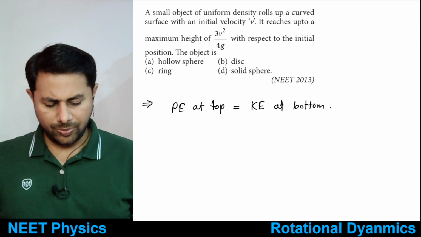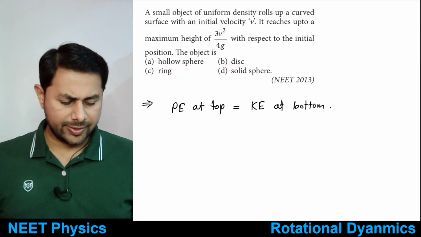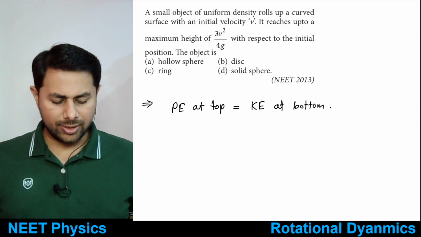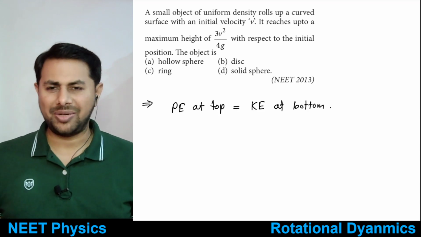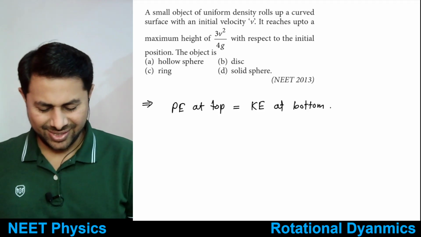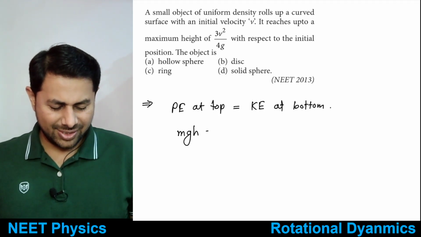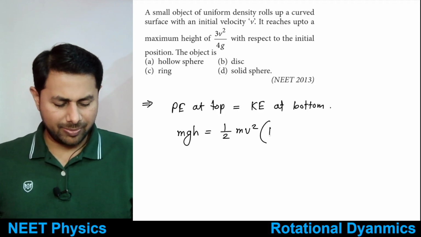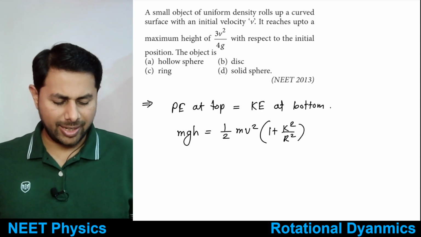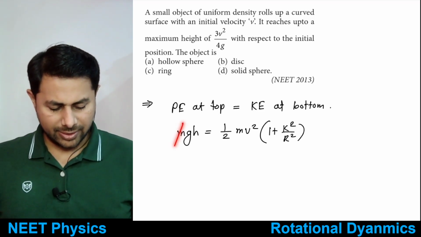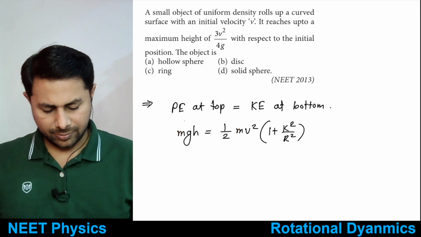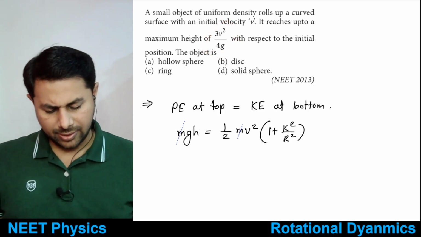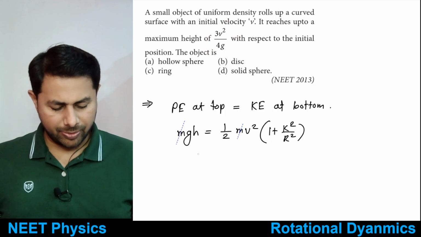And you want to find out which object it is, so you will need to find out its radius of gyration, right? There is no other way to identify which object that is. So mgh is equal to half of mv square multiplied by 1 plus k square divided by r square. Cancel out m, then put h is equal to the maximum height of 3v square by 4g.